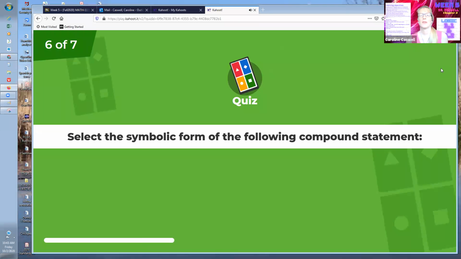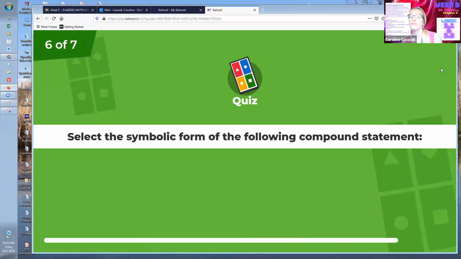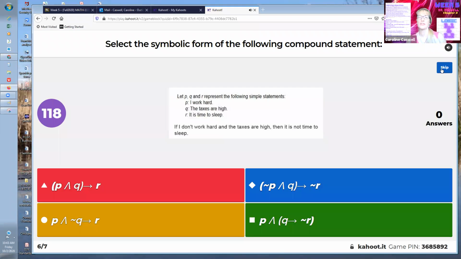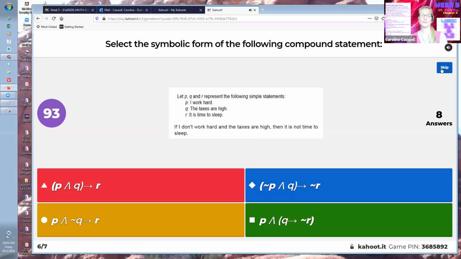Number 6, select the symbolic form of the following compound statement. I'm going to read it to you. Let P, Q, and R be the following statements. P is I work hard. Q is the taxes are high. R is it is time to sleep. So you're going to pick the one that says, if I don't work hard and the taxes are high, then it is not time to sleep. Which one says that?